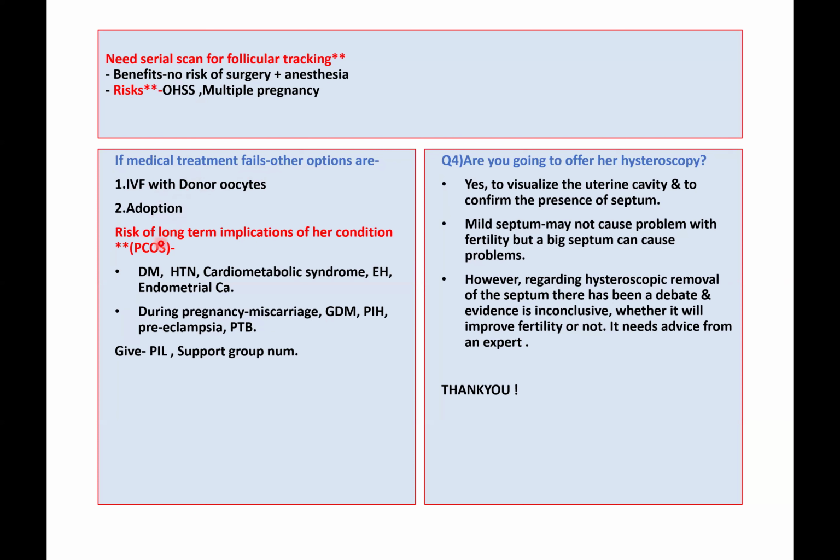Also, we have to inform the patient about the risk of long-term implications of the condition, like diabetes, hypertension, cardiometabolic syndrome, endometrial hyperplasia, endometrial cancer, and during pregnancy, there is risk of miscarriage, GDM, PIH, preeclampsia, and preterm birth. I will also give the patient an information leaflet about her condition and give her the support group numbers.